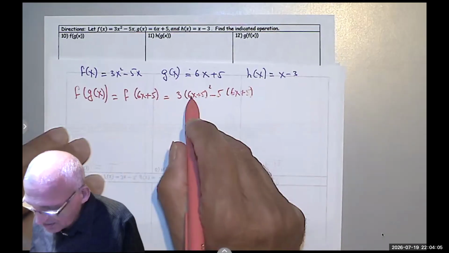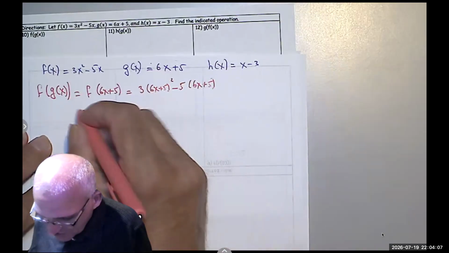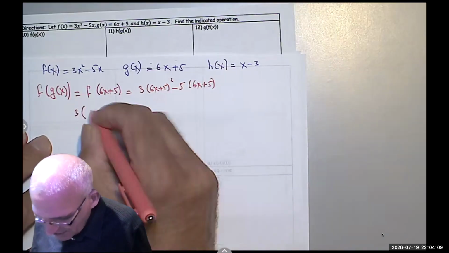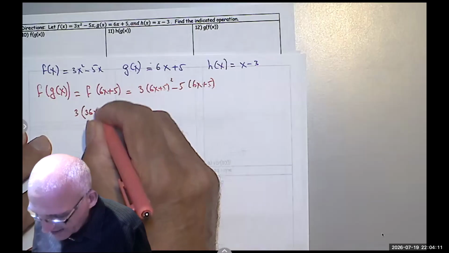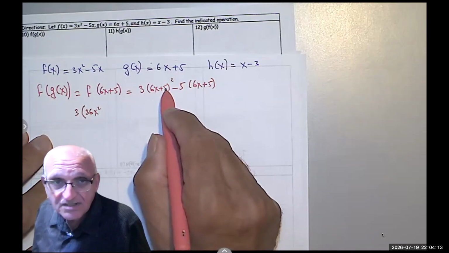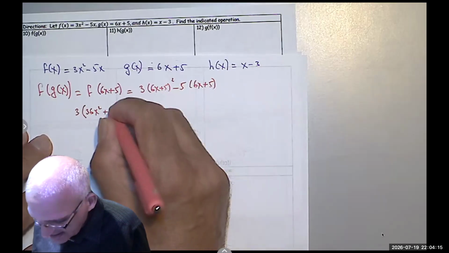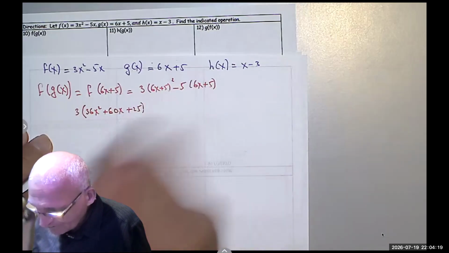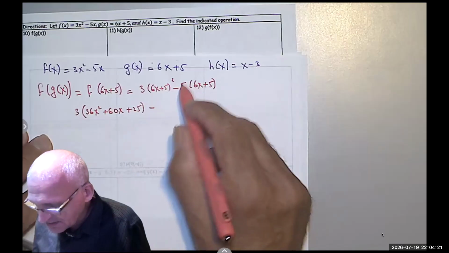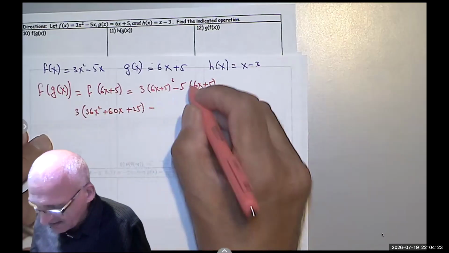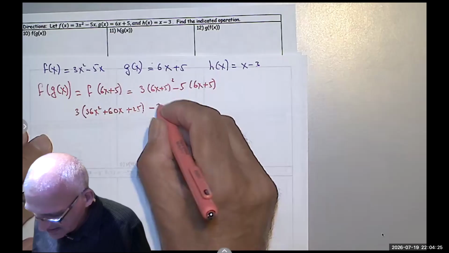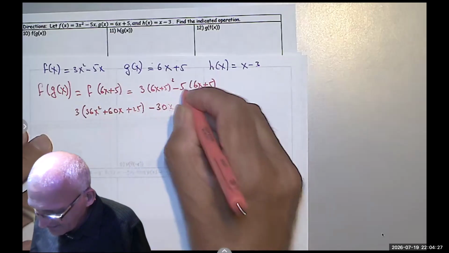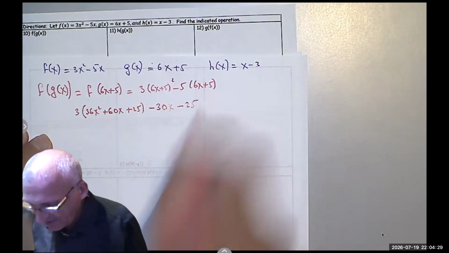First, I'm going to expand that. So I get 3 times 36x squared. 6 times 5 is 30 times 2 is 60. So plus 60x. 5 squared is 25. Minus. I distribute the negative 5. So negative 5 times 6 is negative 30x. Negative 5 times 5 is negative 25.